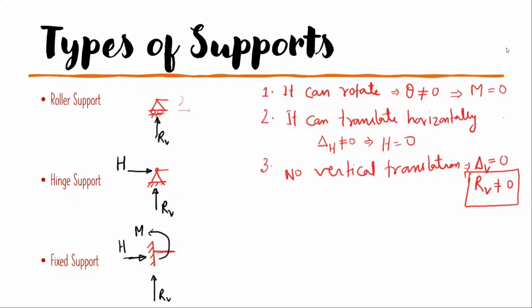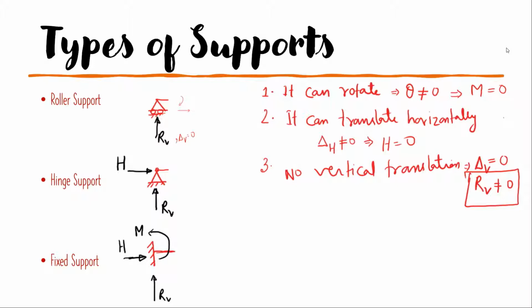If horizontal displacement is there, no reactions would be developed, and if rotation is possible here, no moments can be induced. But it cannot translate in the vertical direction. So the displacement in the vertical direction is 0, and therefore a reaction would be induced in the vertical direction.